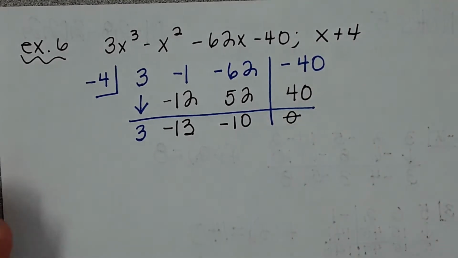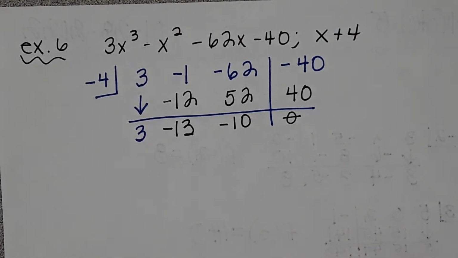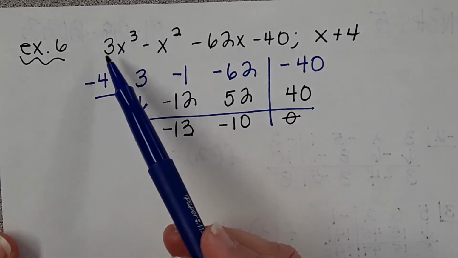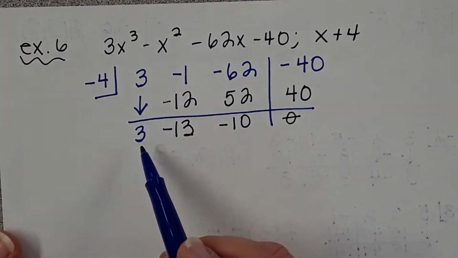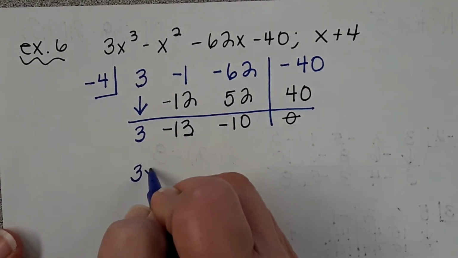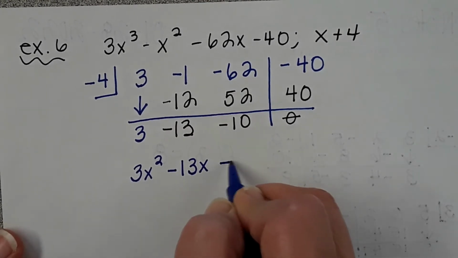You guys, if they say that x plus 4 is a factor, then your remainder should be 0. And so tonight, I am telling you what one of the factors is. Later this week, we are going to find all of our factors by ourselves. So now we need to rewrite this problem. We started off with 3x to the third, so this is going to be 3x squared minus 13x minus 10.